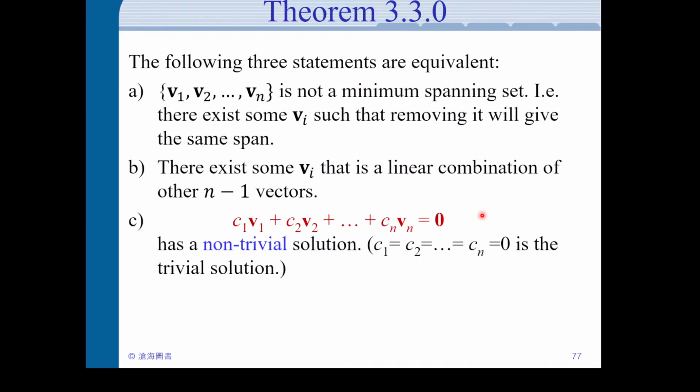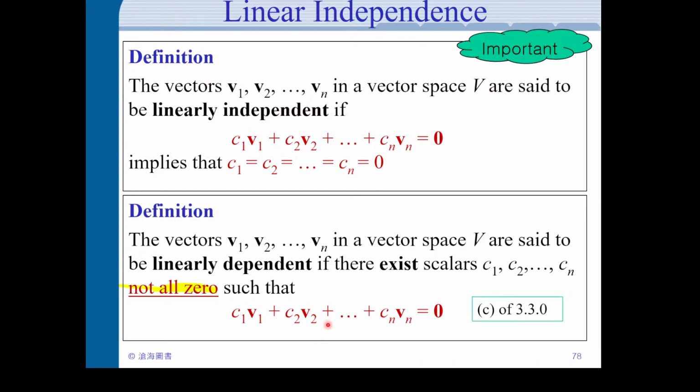And here is the theorem again. The theorem will be very useful as a basis for the next section. So the three conditions are equivalent, and we have more definition on this condition. This condition is called linear independence, and it's so important that we have two names for it, both itself and its negation.